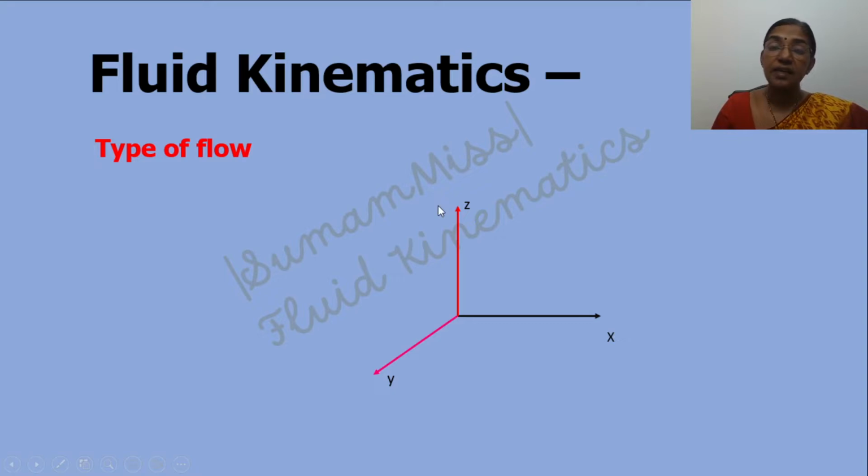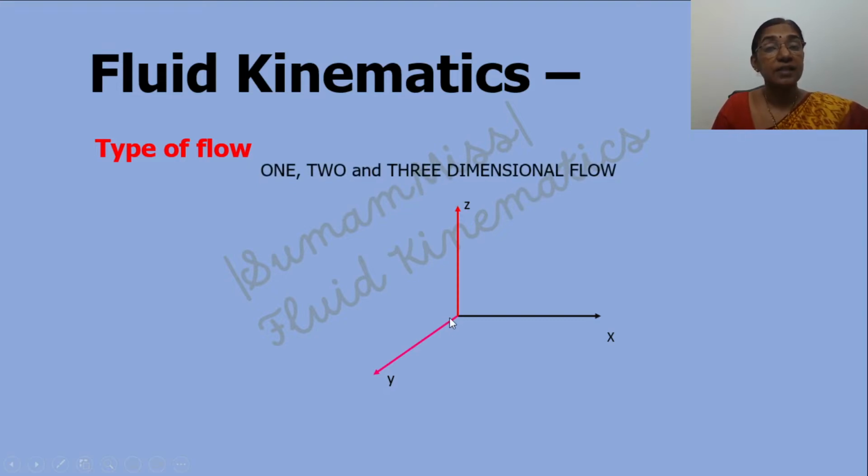So if you are considering the variation of flow characteristics in x, y and z direction, then we can call that flow three-dimensional flow. Whereas if you are considering the variation of flow characteristics in two directions only, that is xz or xy, then we can call that two-dimensional flow. If you are considering the changes in flow characteristics in one direction only, that is the x direction alone, then we can call that one-dimensional flow.